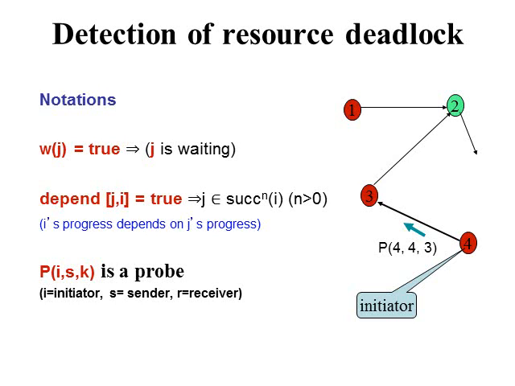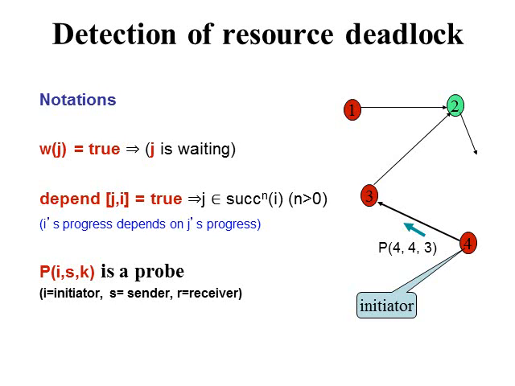Now moving on, let's look at the second notation. Depend of J comma I equals true. This implies that J is one of the successors of I. That means there is an edge from I to J. So basically I's progress depends on J's progress. Another way to put it is J is holding on to a resource which I needs.